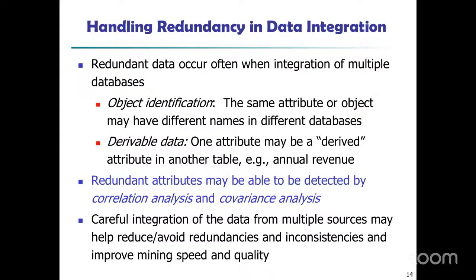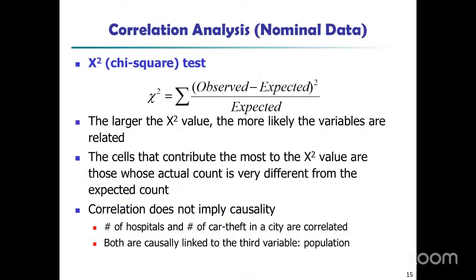Handling redundancy in data integration. Redundant data often occurs when integrating multiple data sets. One is object identification and derivable data, right? Okay, these are the general ones. Correlation analysis. This is also very important in the data mining process. Using an equation that comes under nominal data, the chi-square test. We call it the chi-square test.